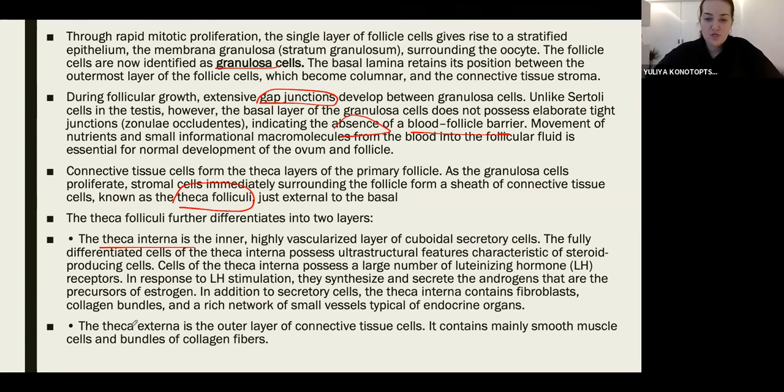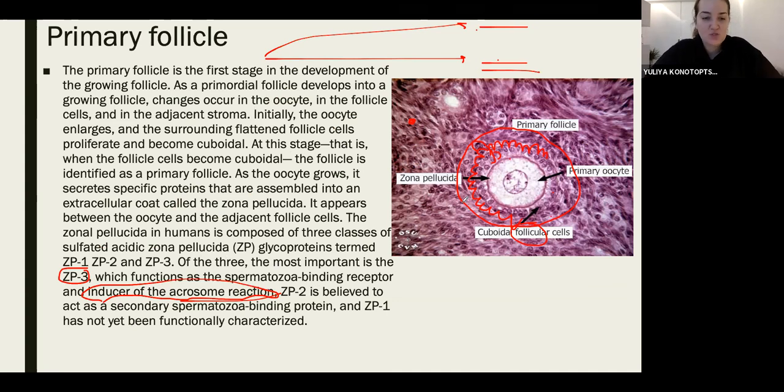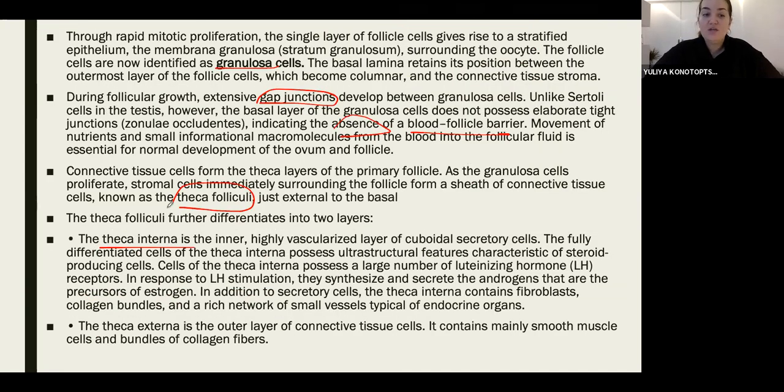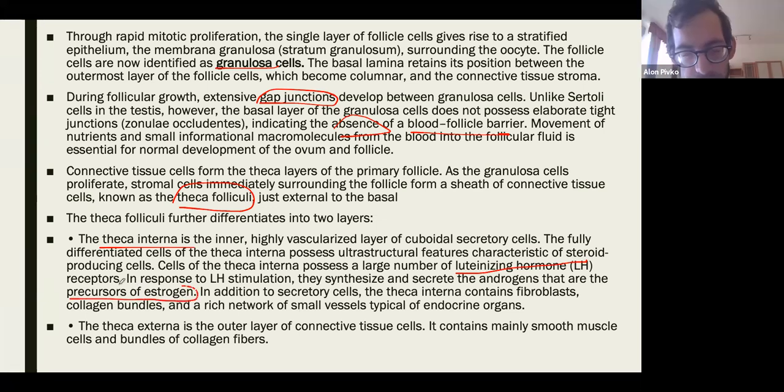Theca externa is just connective tissue. It contains smooth muscle cells, nothing interesting. Theca interna, the inner layer, later will differentiate into the theca interna cells. And theca interna cells have lots and lots of LH receptors. If they have lots of LH receptors, that means they will be using available LH for something. For what? To make a precursor of estrogen.